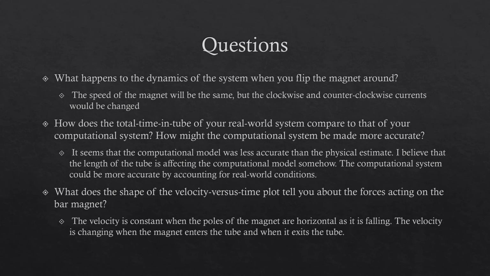It seems that the computational model is less accurate than the physical estimate, and I believe that the length of the tube is affecting the computational model somehow. The computational system could be more accurate by accounting for real-world conditions. And what does the shape of the velocity versus time plot tell you about the forces acting on the bar magnet? Well, the velocity is constant when the poles of the magnet are horizontal as it is falling, and the velocity is changing when the magnet enters the tube and when it exits the tube.